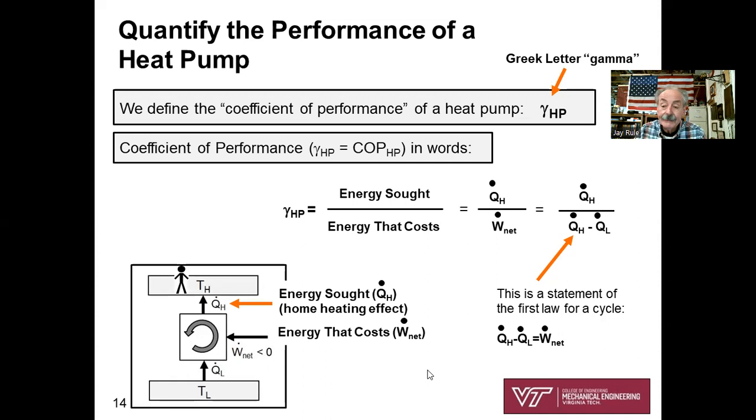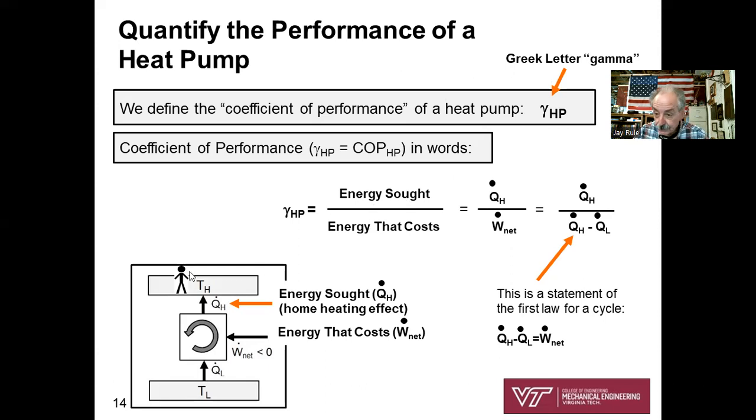Now we're moving along to a heat pump. In my schematic I've drawn a little stick figure. That's you trying to be heated up in the winter in your house or apartment. For a heat pump, the coefficient of performance is not beta anymore in your textbook. I want to be consistent with your textbook, so it's the Greek letter gamma. That's not letter Y. Gamma of the heat pump is the energy sought over the energy that costs.